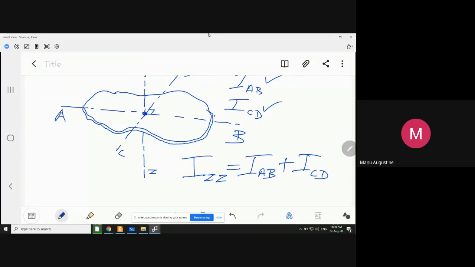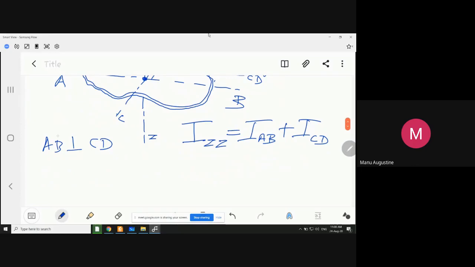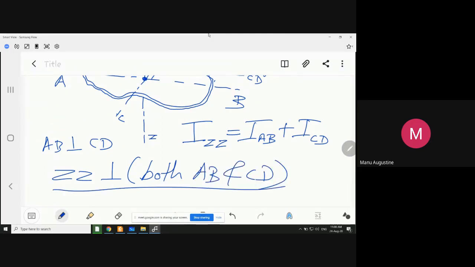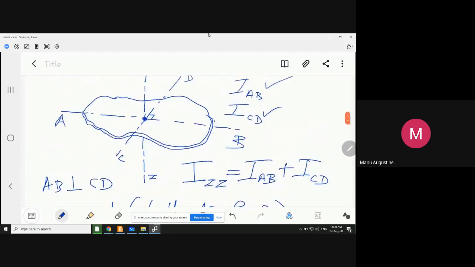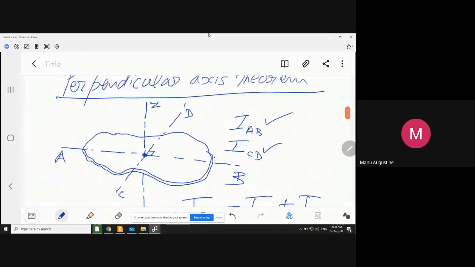And how does this come to be? Axis AB is perpendicular to axis CD, and axis ZZ is perpendicular to both AB and CD. This is the condition. And apart from that, ZZ should pass through the intersection point of AB and CD.